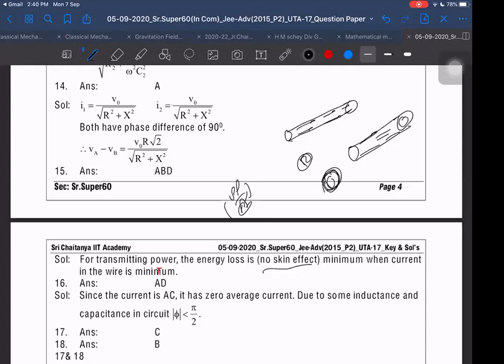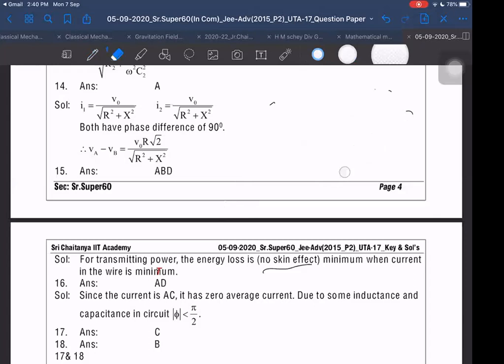It could be like this: rho L upon 2 pi R into some width at the surface, nearly delta R maybe. So because of that, the effective resistance becomes high and the power losses may increase. So in order to avoid those power losses, rather than taking a single wire, we take multiple wires.